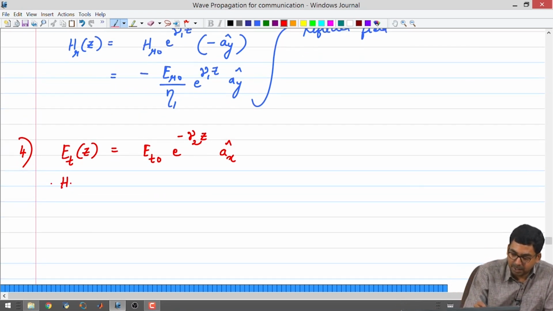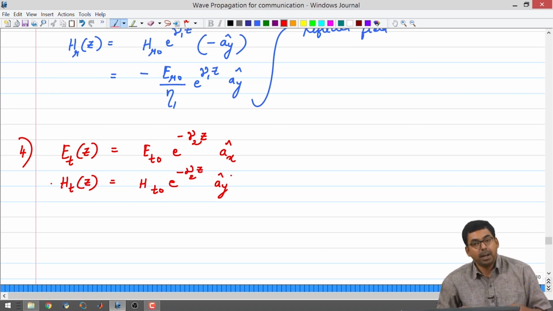And we can write down the expression for the magnetic field that is transmitted. So, we will have H t naught e to the minus gamma 2 z and its orientation is in the y direction.